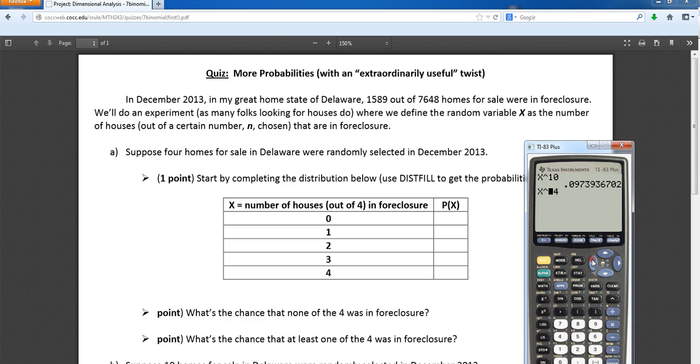Oops, that's the 44th. Now we're up to about 92.3% sure. We're getting there. X to the 12th. Okay, we're getting close. X to the 13th. Now we're at 95% because this is now below 5%. So if you grab 13 houses, you can be 95% sure you'll find one in foreclosure.